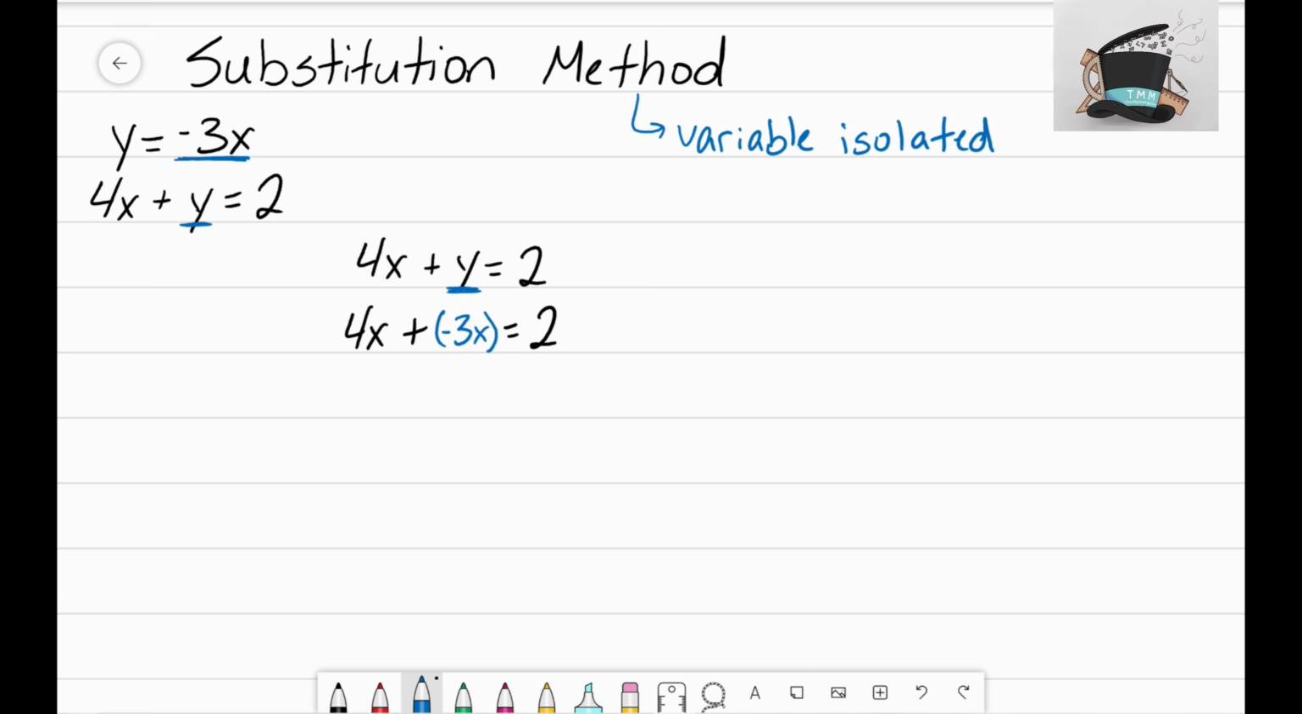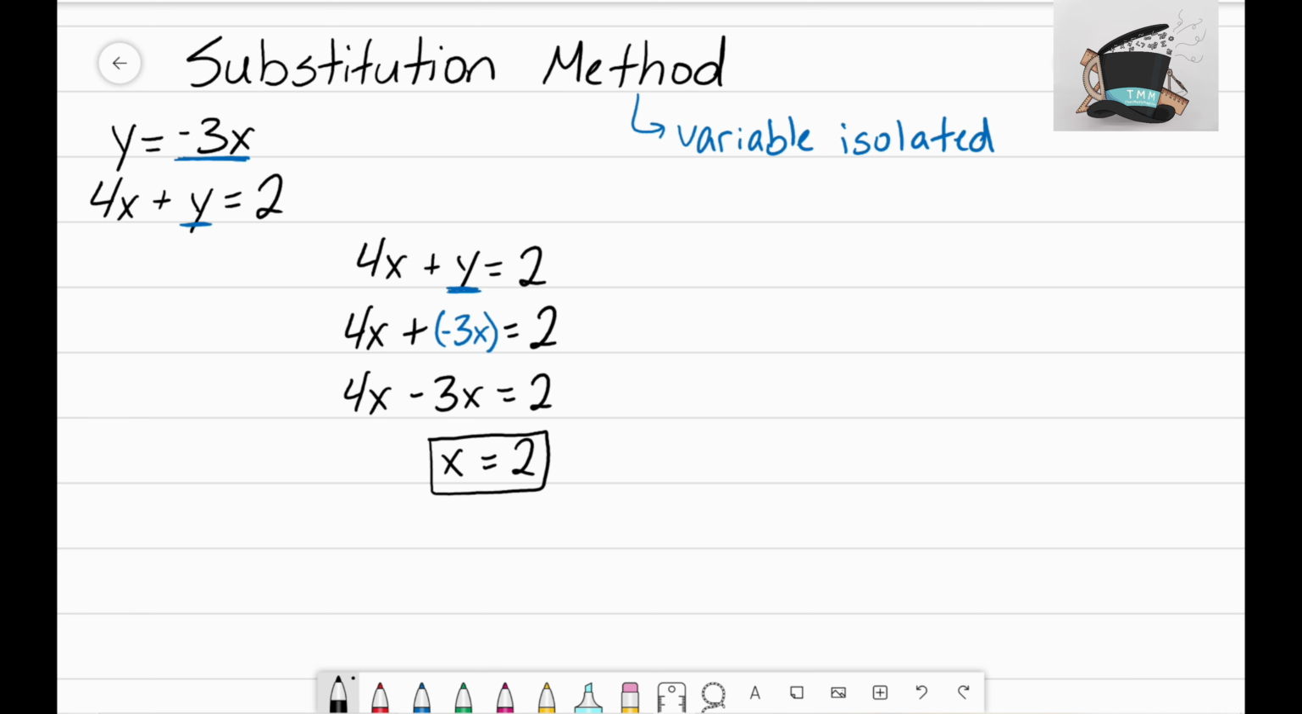So let's go ahead and solve this out. I have 4x, and I'm going to clean this up because I have plus negative 3x. If you have a plus negative 3x, that's just the same as writing minus 3x equals 2. Now I have 4 x's, and I take 3 of them away. So 4x minus 3x just leaves you with 1x, or you can just write it as x, and x equals 2. So now I know that my x variable equals 2.